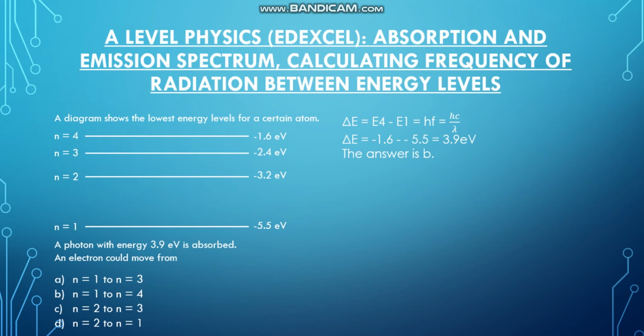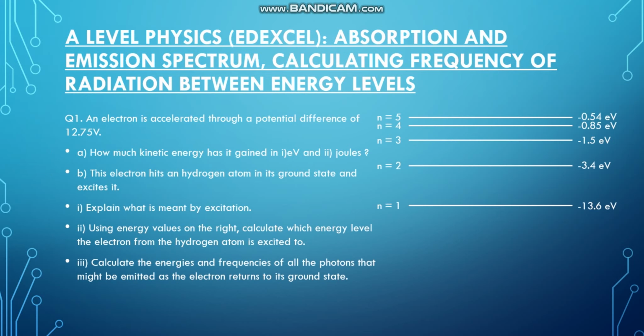Now moving on, we are presented with another set of questions. So question 1 states that an electron is accelerated through a potential difference of 12.75 volts.